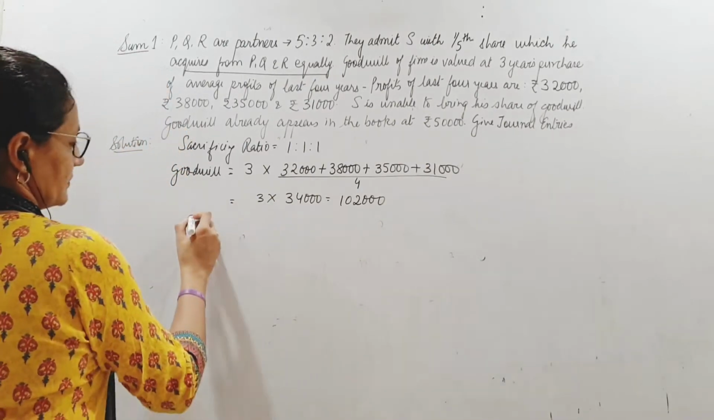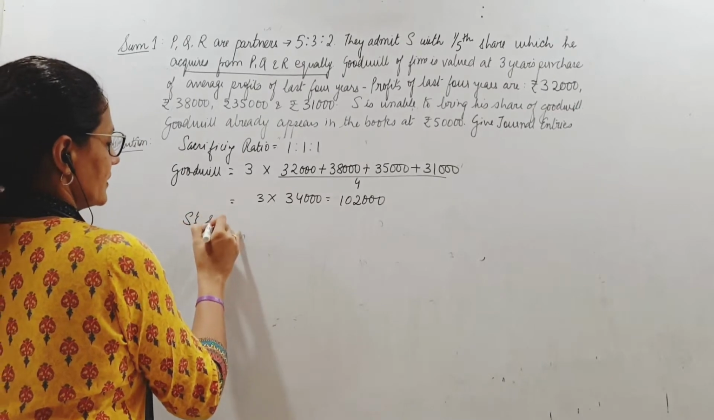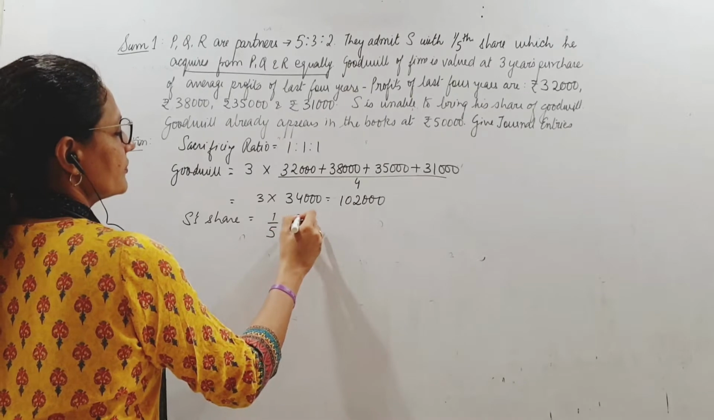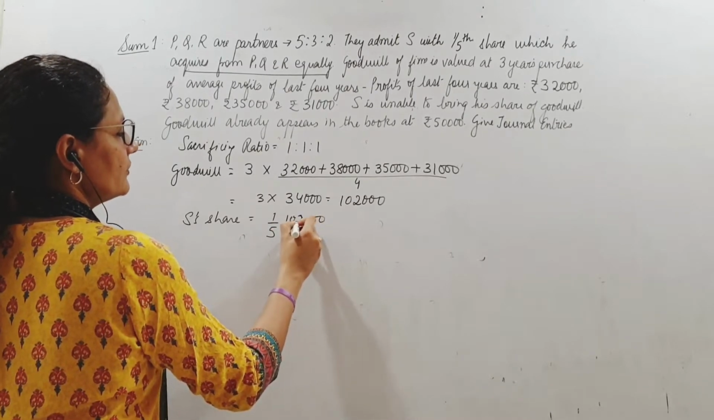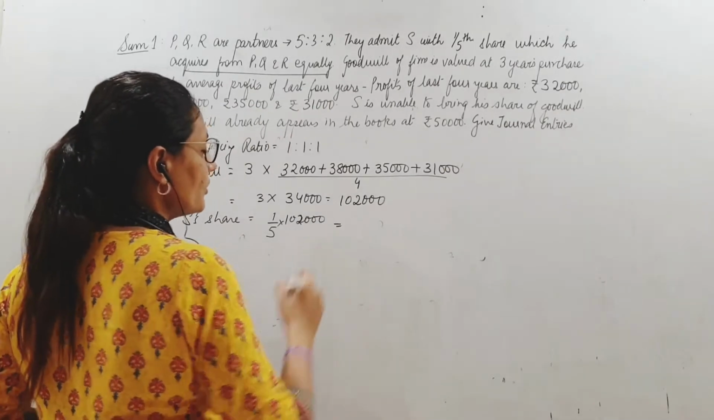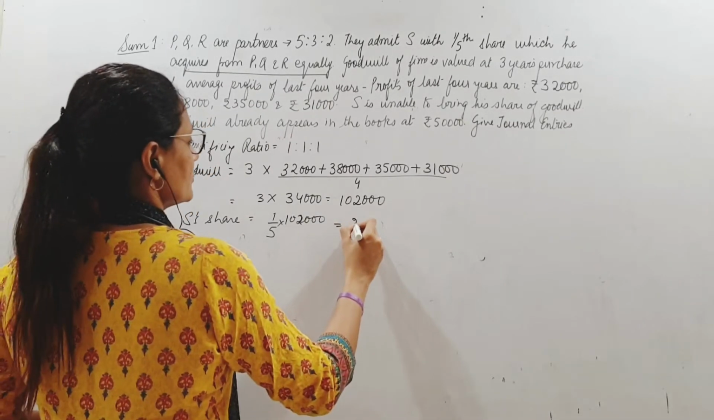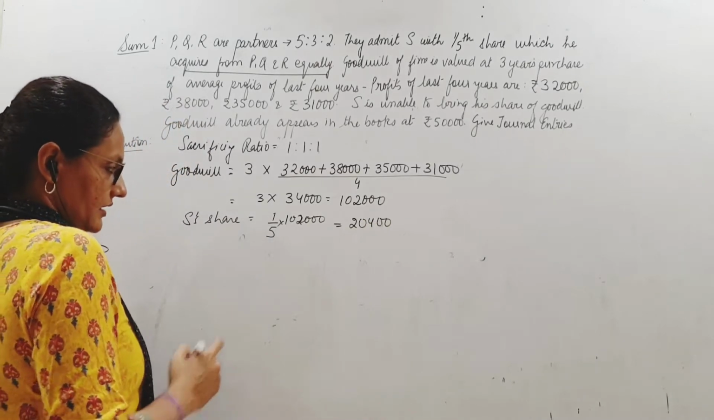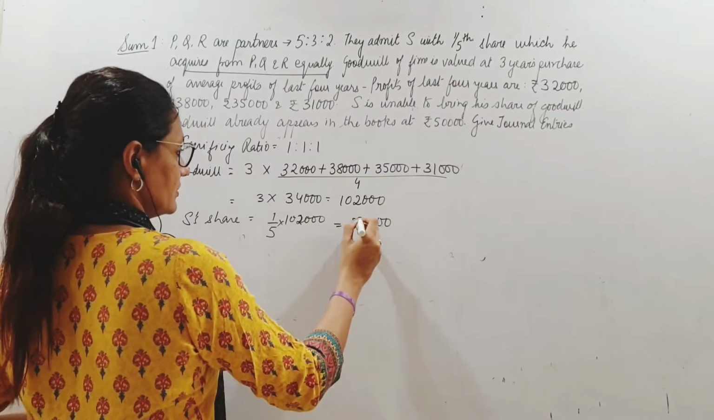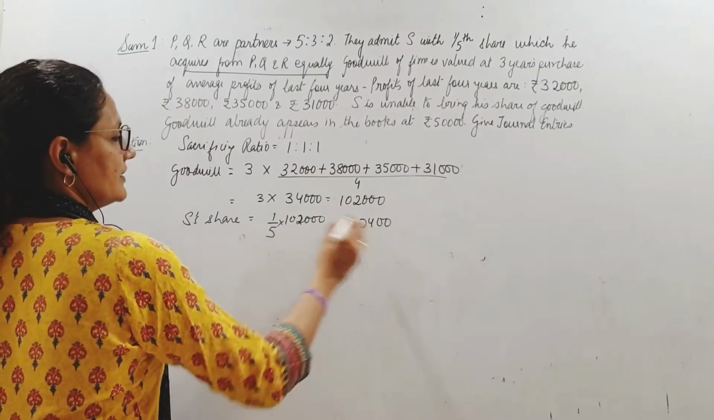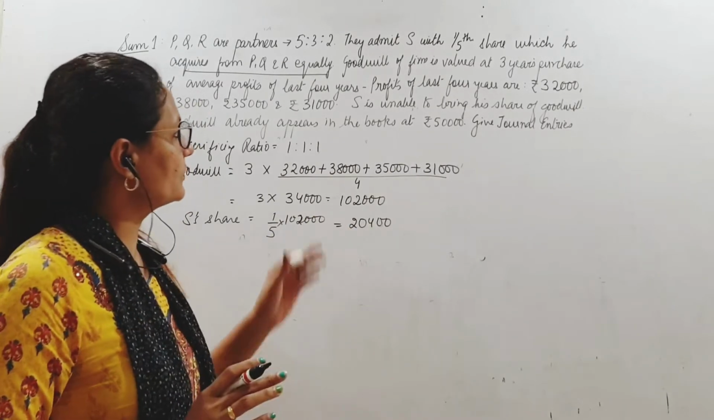S is supposed to get his share. S's share of goodwill is 1/5 of the total goodwill of the firm, because he is getting 1/5 share in profits. So 20,400. That's his share. He is supposed to bring this much, but what happened?